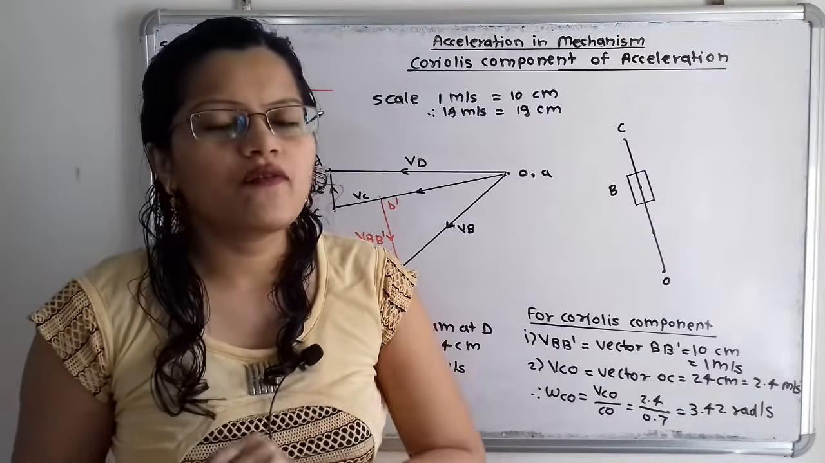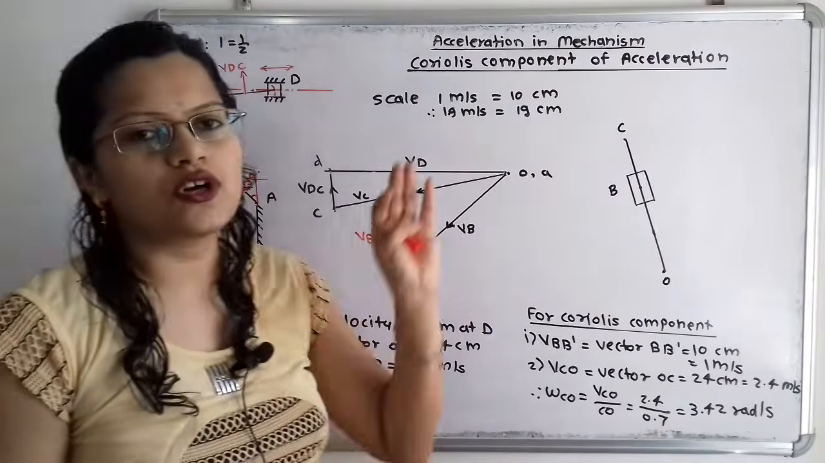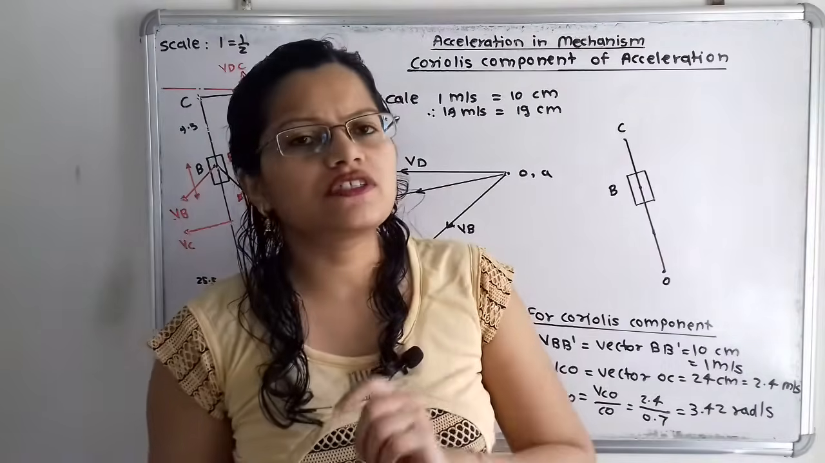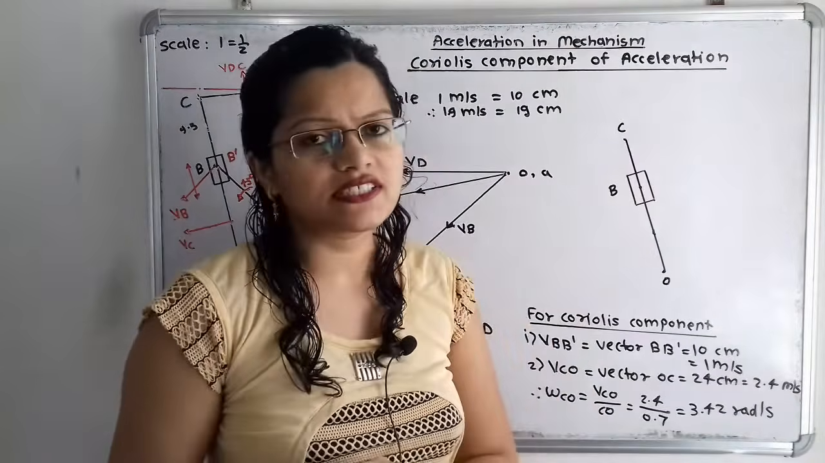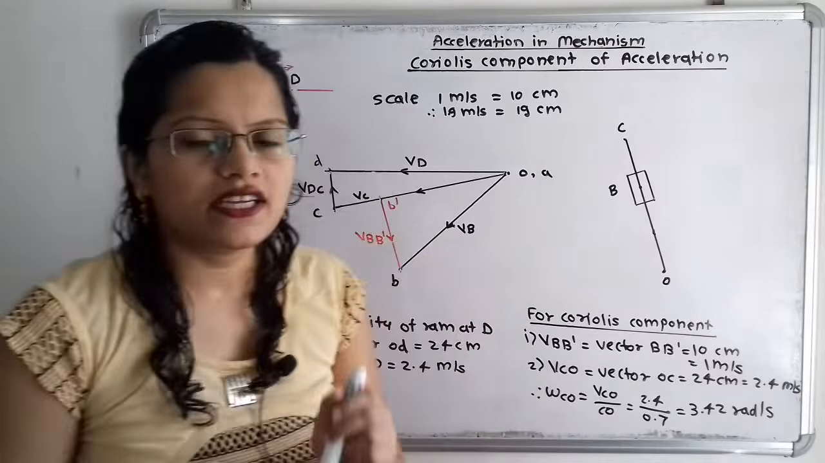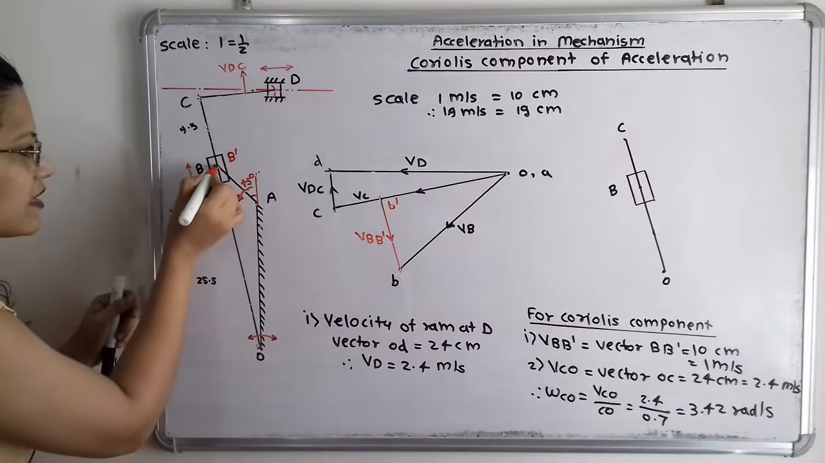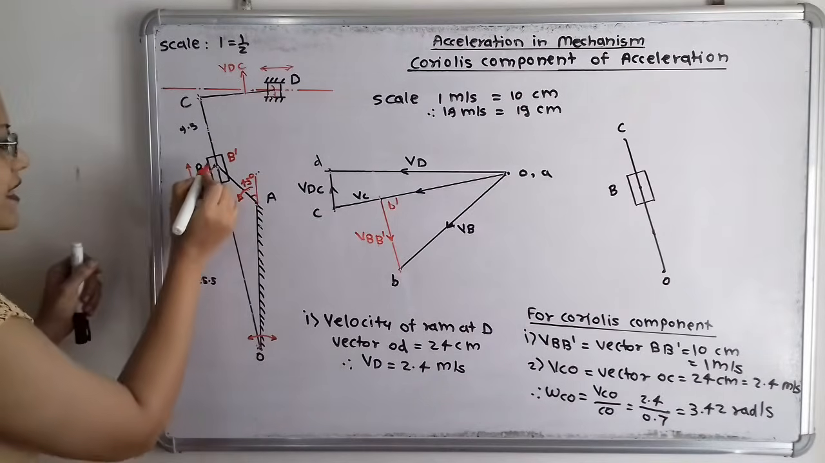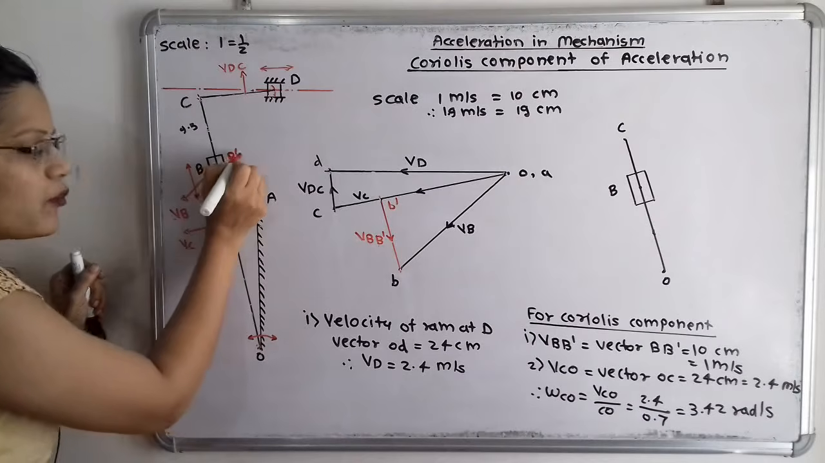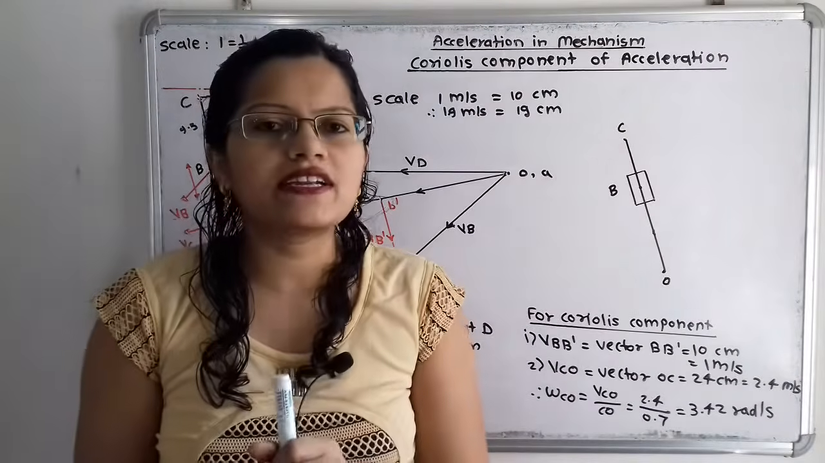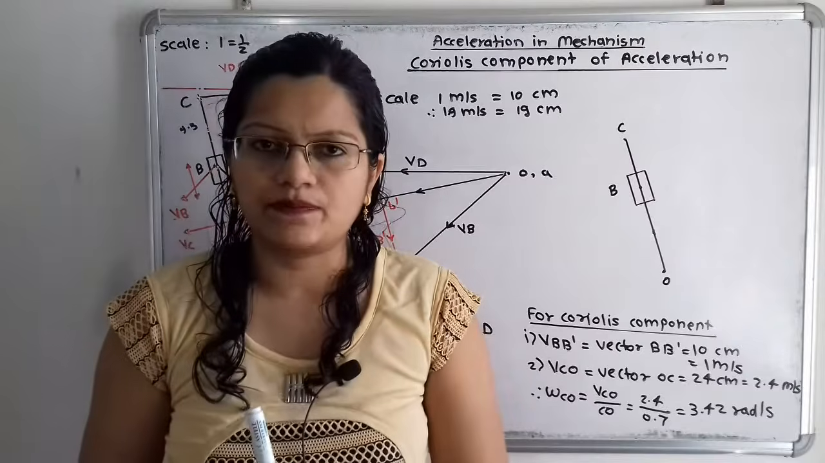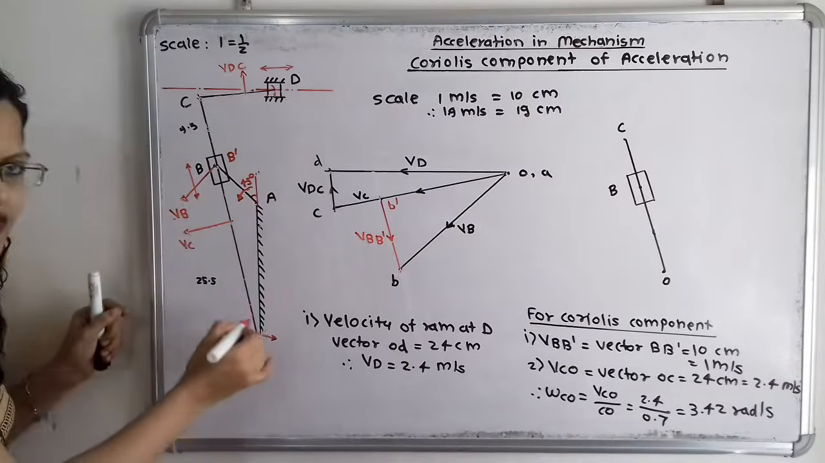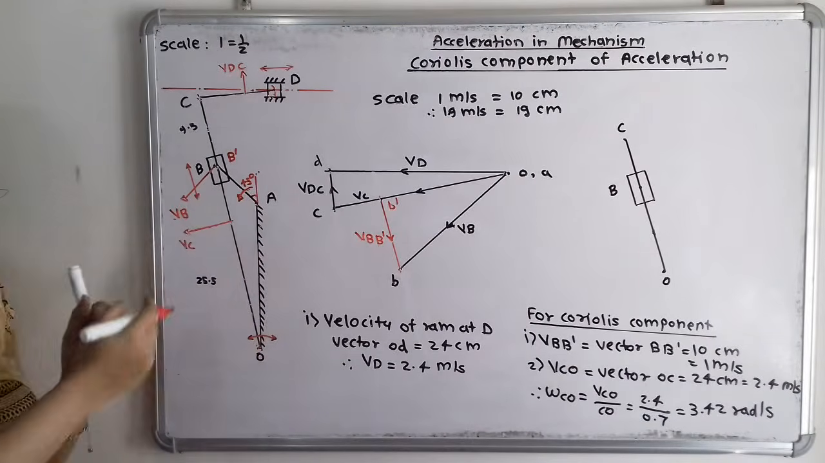Now we will move to the next, that is the Coriolis component of acceleration. Now how is the direction for this Coriolis component of acceleration decided? So for that, if we observe, the slider at point B is having reciprocating motion. So we can say that with this coincident point B dash, this slider is having linear velocity, and it is having motion along the link OC, and this OC is having rotary motion.